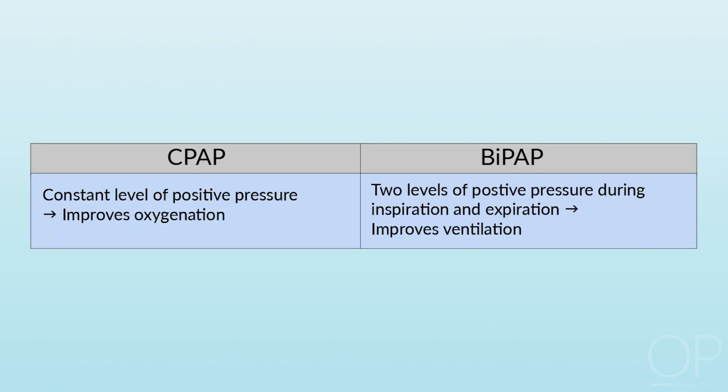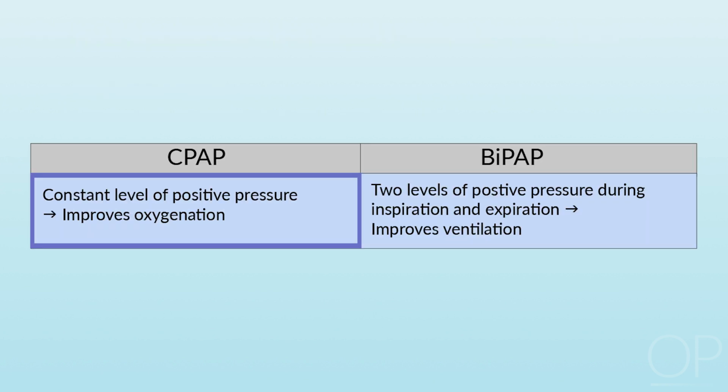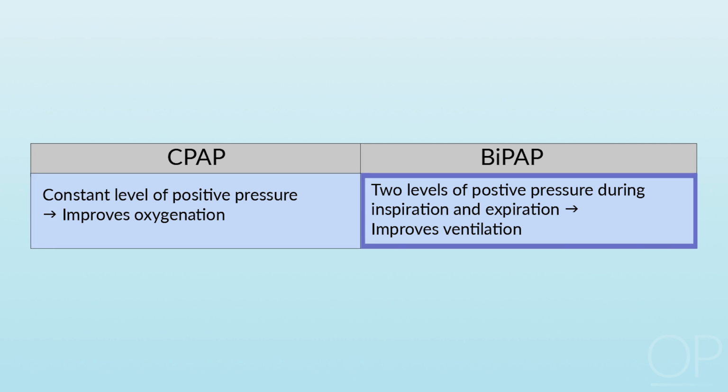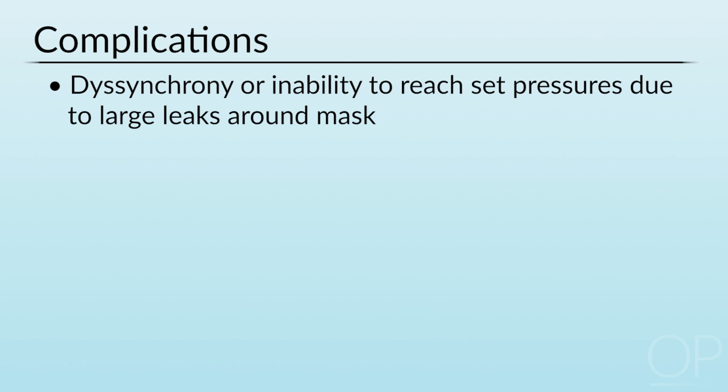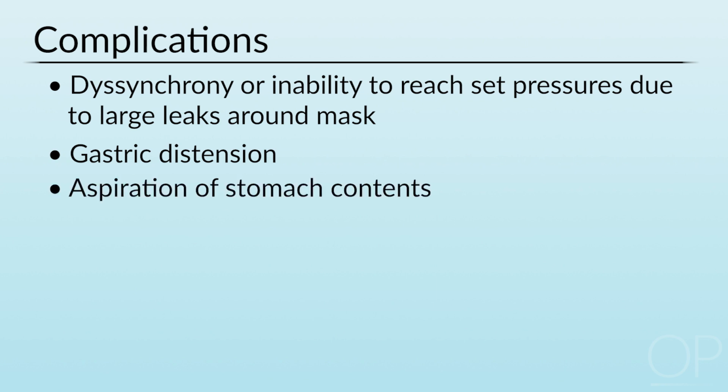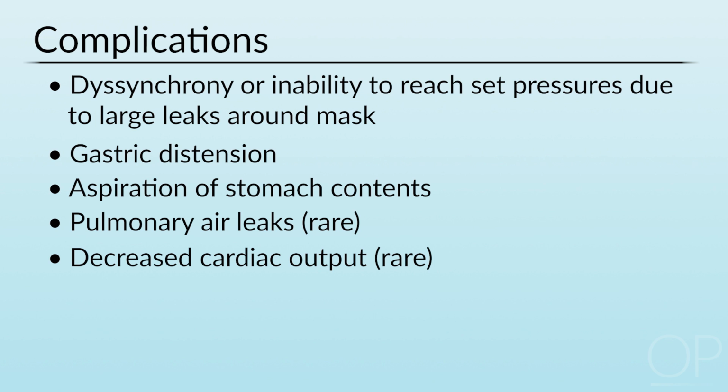So BiPAP versus CPAP. CPAP is the preferred mode for improving oxygenation. The major indication for CPAP in the non-acute setting is obstructive sleep apnea. With BiPAP, the difference in pressures helps to eliminate CO2 from the body, therefore improving ventilation. Some complications for non-invasive ventilation are dysynchrony, or the inability to reach set pressures due to a large leak around the mask, gastric distension, aspiration of stomach contents, and rarely you will see pulmonary air leaks and decreased cardiac output.